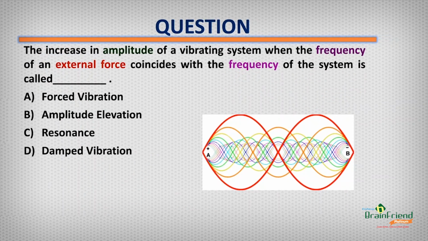It's test time, and our first question is: the increase in amplitude of a vibrating system when the frequency of an external force coincides with the frequency of the system is called? A. Forced vibration, B. Amplitude elevation, C. Resonance, D. Damped vibration. The correct answer is option C, resonance.